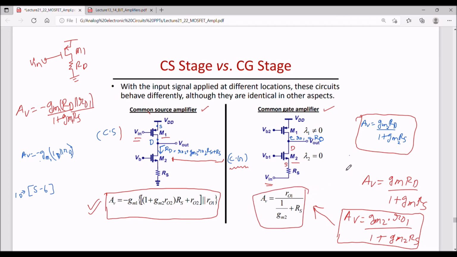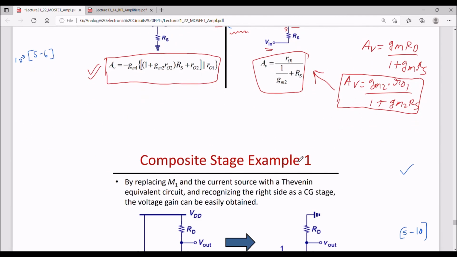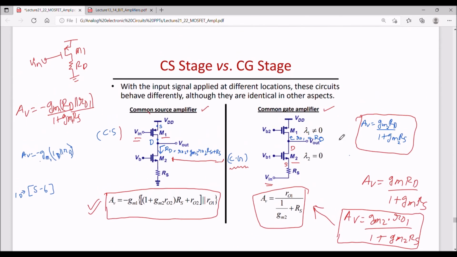So this is how I can find out the gain of this stage itself. So I'll stop here, because time is also over.